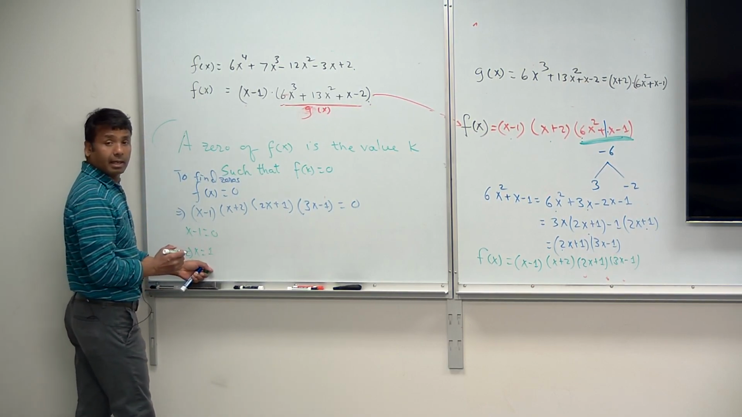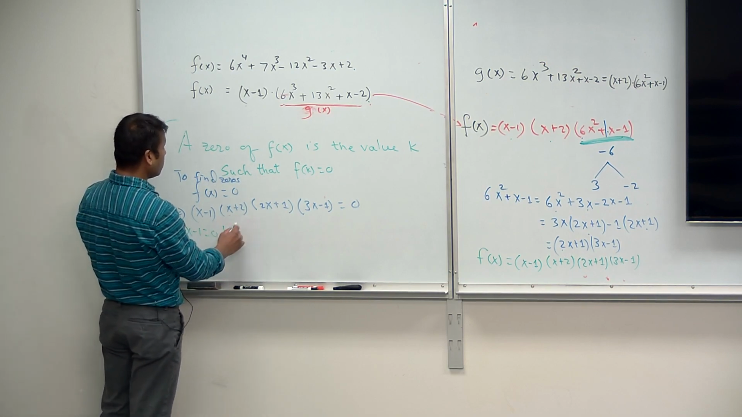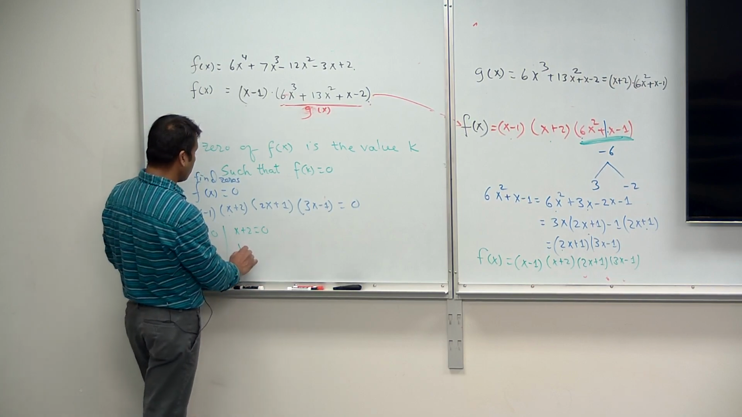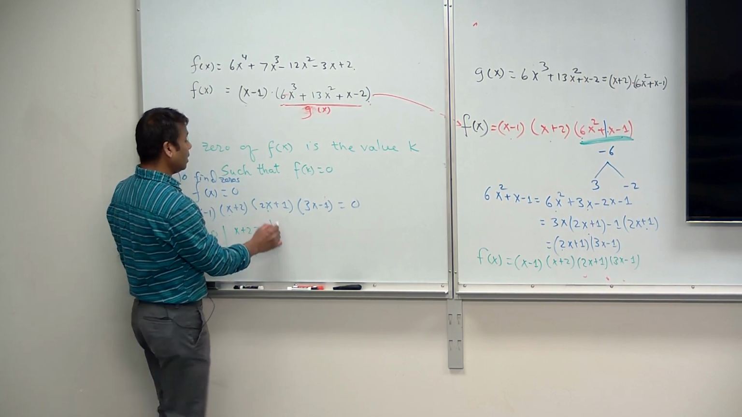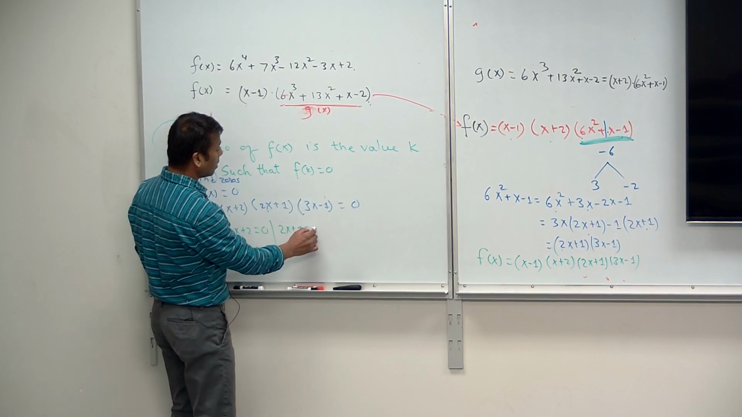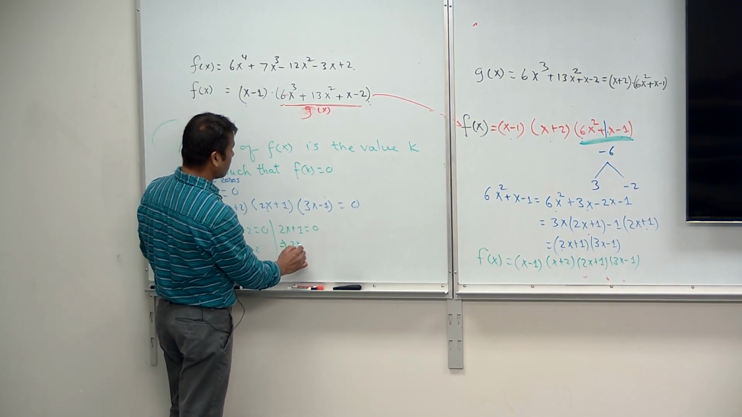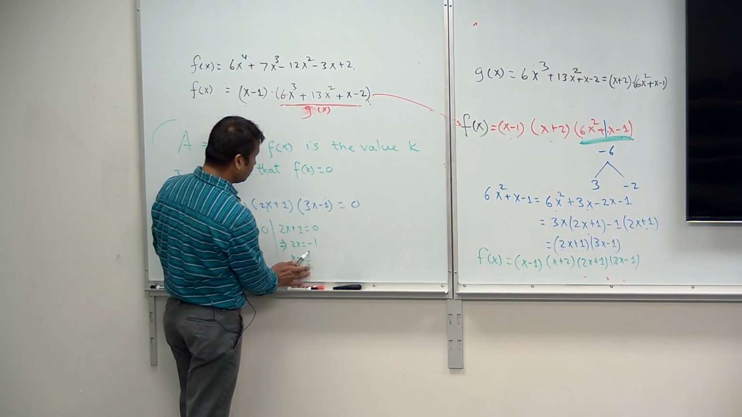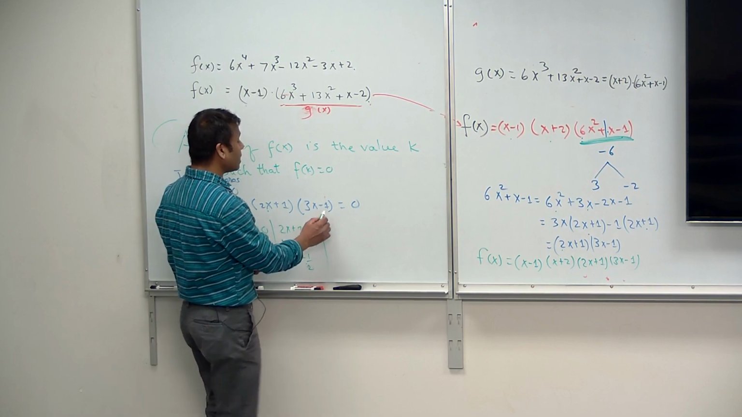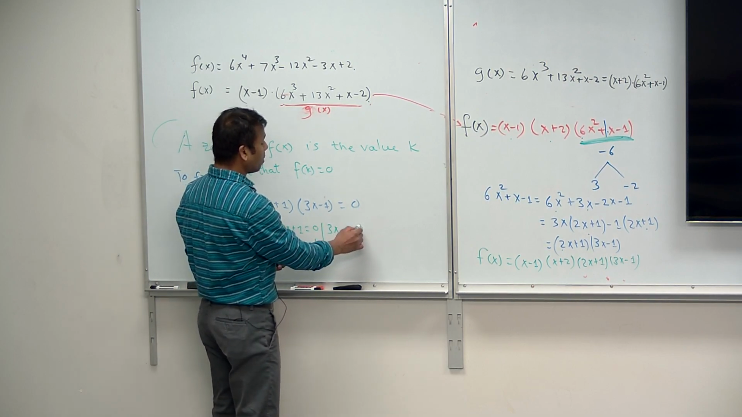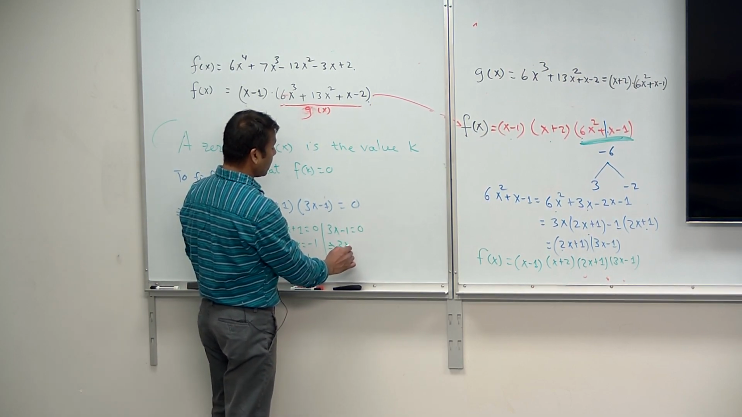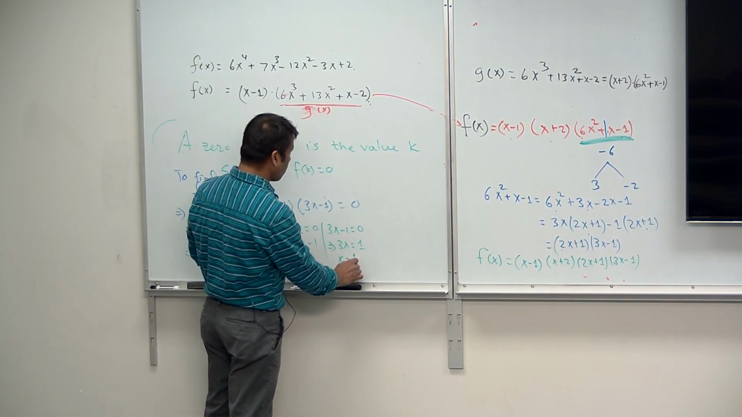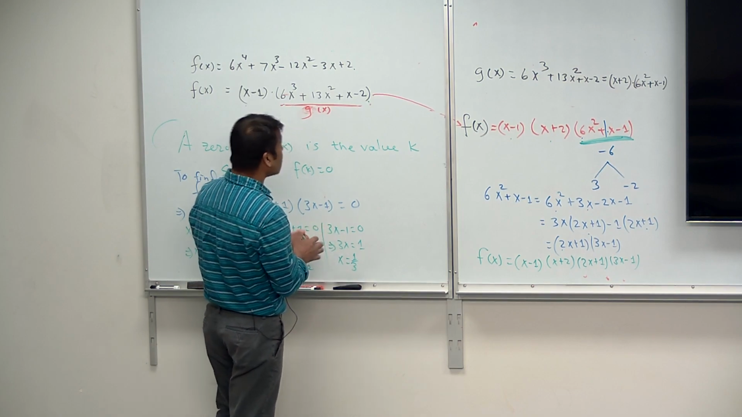And what is the other one? You set x plus 2 equal to 0, so that will give you x equal to negative 2. This is another zero. You set 2x plus 1 equal to 0, so 2x equal to negative 1, so x equal to negative 1/2. This is another zero. The last one: you set 3x minus 1 equal to 0, so 3x equal to 1, and you divide both sides by 3. So x equal to 1/3.